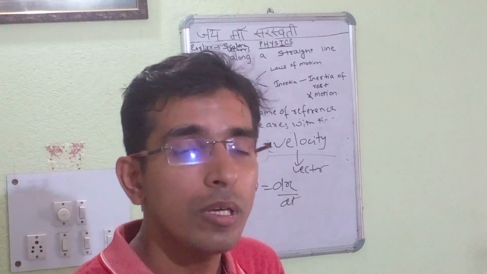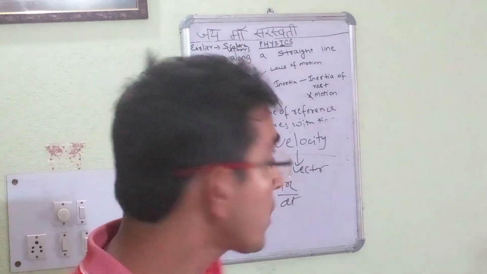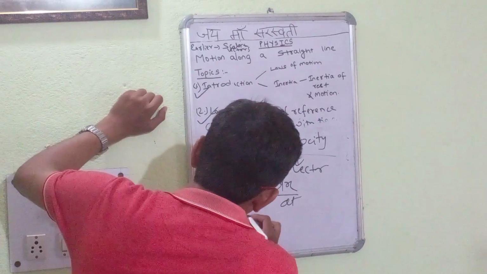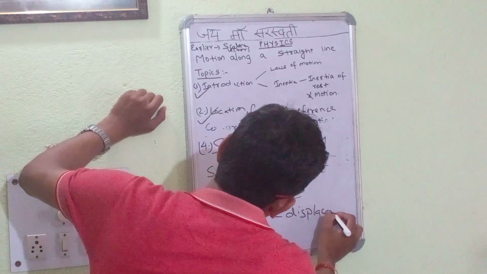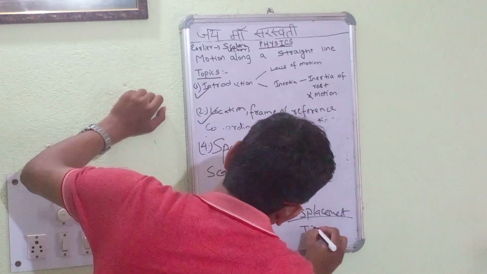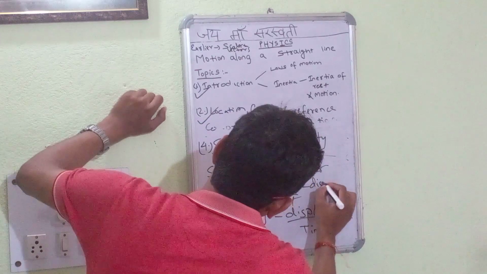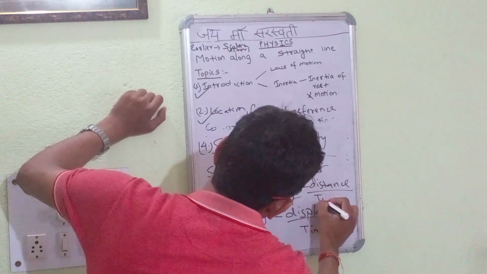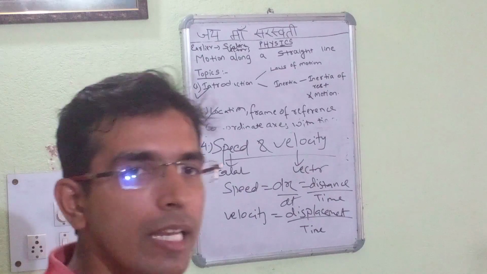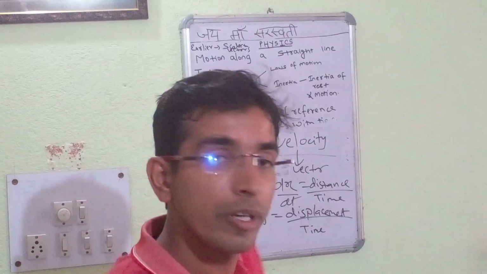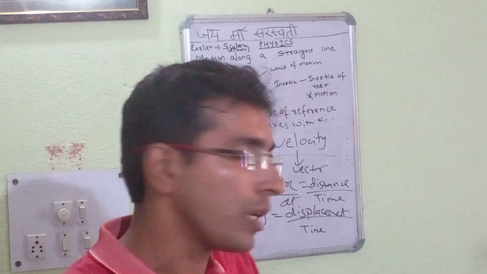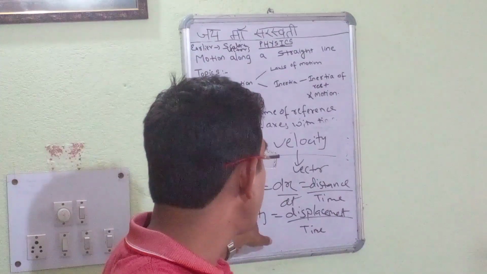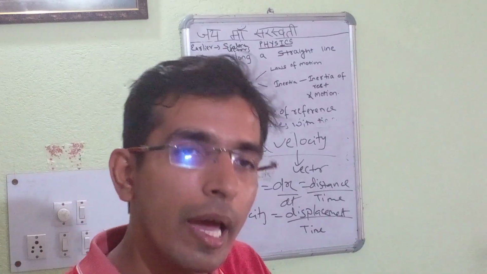Speed can't be 0, because we had already seen in the case of distance and displacement that distance can't be 0. Velocity is defined as displacement by time, and speed is equal to distance by time. Distance can be positive, but it can't be zero if the object is in motion. So the speed will not be equal to zero in any of the cases.